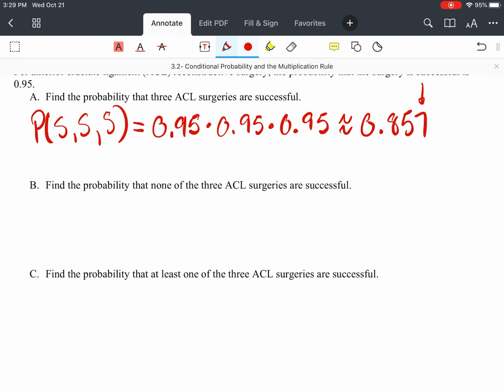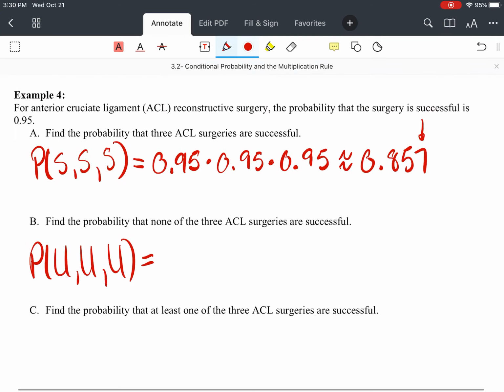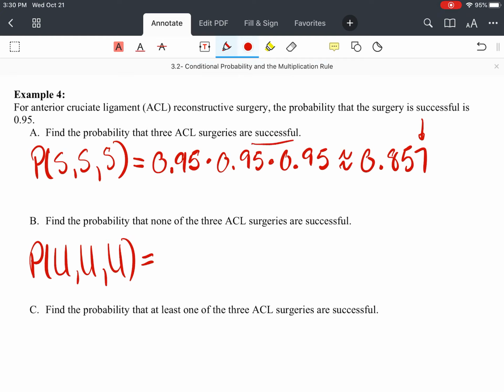Okay, so now what's the probability that none of the 3 ACL surgeries are successful? Well, I'm going to find the probability, and I'm going to label this: unsuccessful, unsuccessful, and then an unsuccessful. So 3 unsuccessful surgeries in a row. Well, the probability of having a successful surgery is 0.95, so that means that the probability of an unsuccessful one is the complement of that, so 0.05.